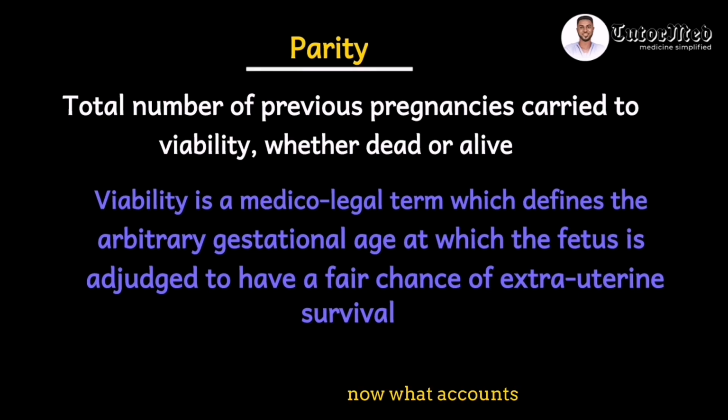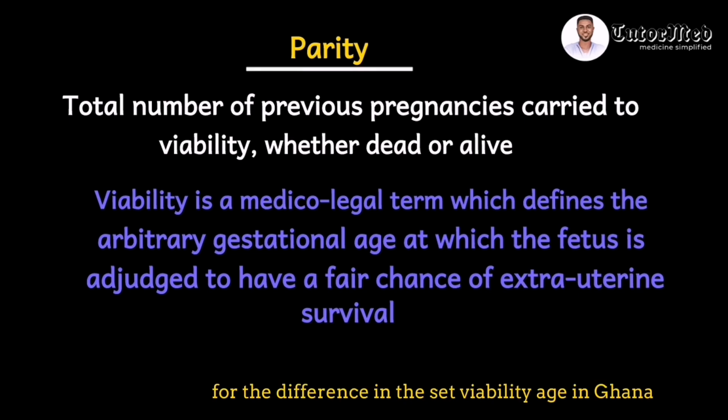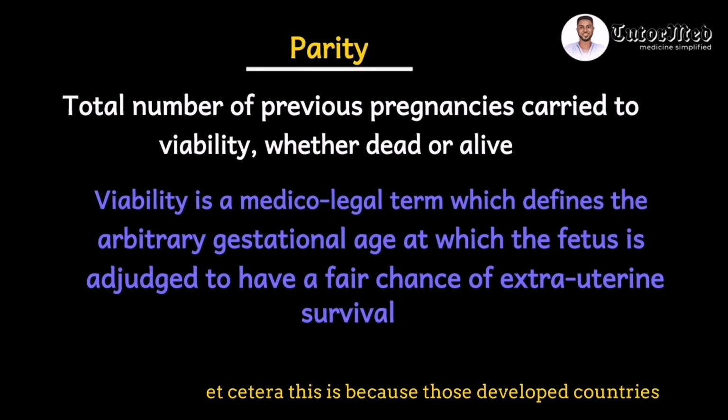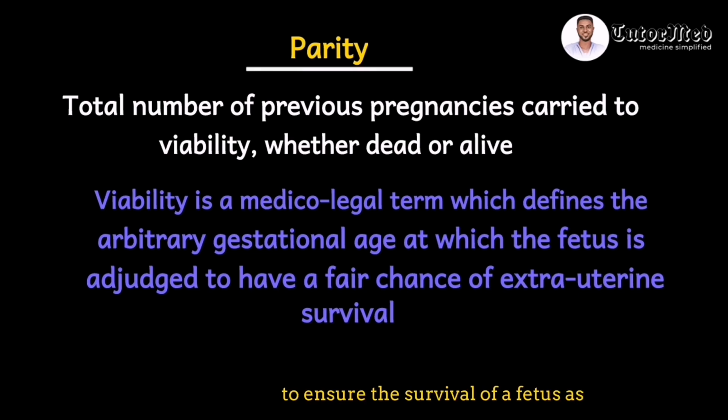Now, what accounts for the difference in the set viability age in Ghana versus developed countries like the US and Canada, etc.? This is because those developed countries, unlike Ghana, have the sophisticated facilities and equipment to ensure the survival of a fetus as young as 22 weeks old, which has been expelled. That being said, I must say that though our viability set point is 28 weeks, there have been a few cases where babies less than 28 weeks old have survived in Ghana.